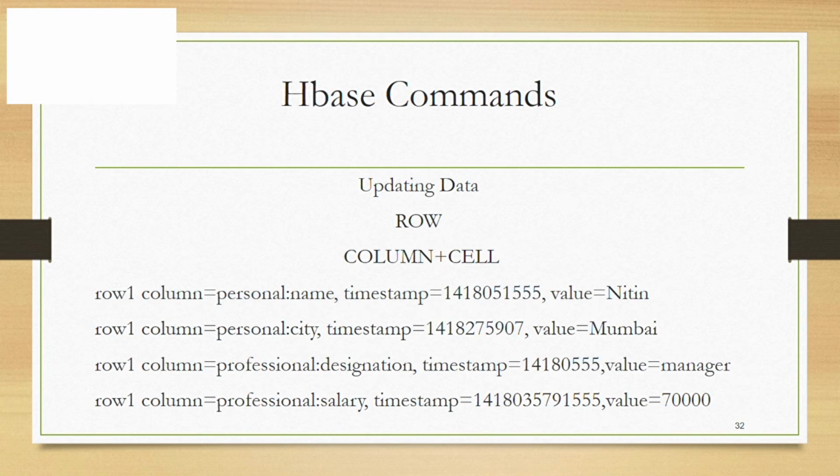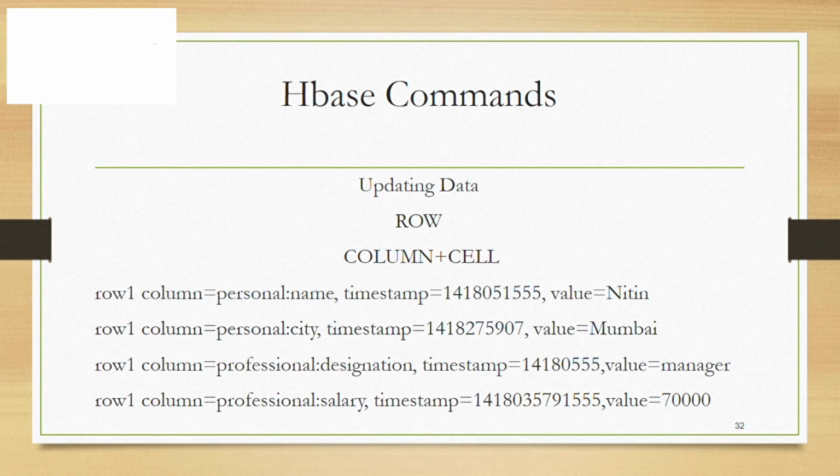So you can see row 1 and the column families personal and professional. There are two columns, name and city, in personal, and two columns, designation and salary, in professional. You can see the value is Nitin for name and city is changed to Mumbai. The previous value was Delhi, now Delhi has changed to Mumbai. So with the help of the put command, you can update the cell values with respect to column families.